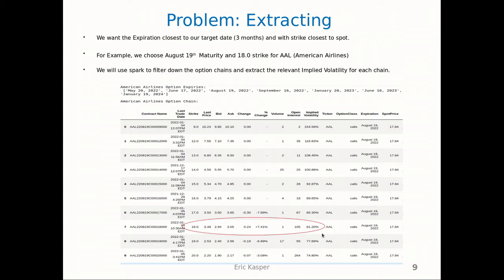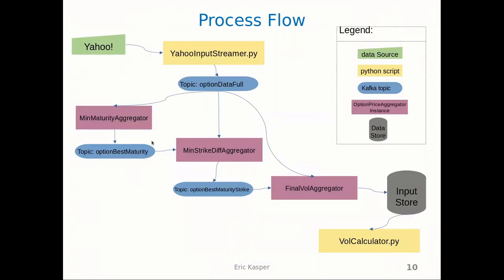money. So for this example, this is American Airlines. We can see that this 18 strike August 19th is the closest to at the money, and it has an 81.2% volatility. So we want to get that for each one. And the challenge that I had here was around self-joining. I needed to join the option chain back to different aggregations of itself.